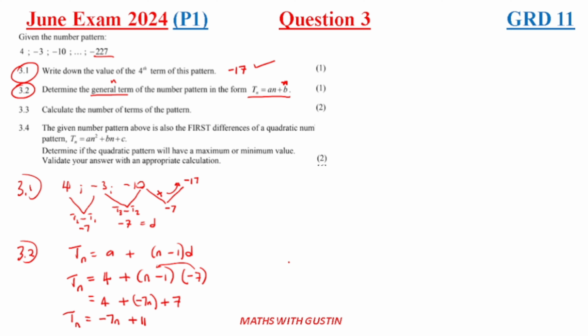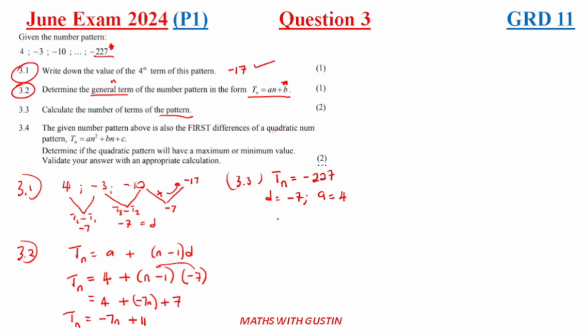So moving right along to 3.3, the question says calculate the number of terms of the pattern. So presumably this one should be the last term, right? So they want us to find how many terms are here if this pattern ends at -227. So we're going to say -227. We have got the common difference of -7, and we also have got the first term, which is a. We have the first term as 4.